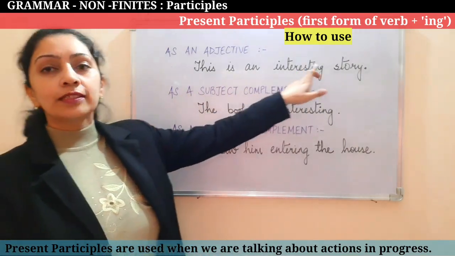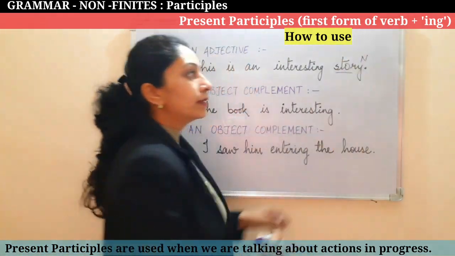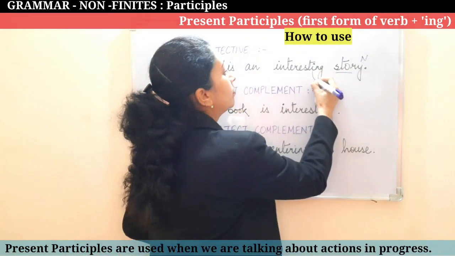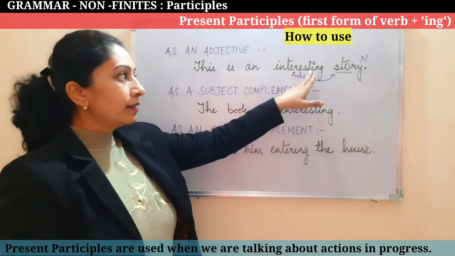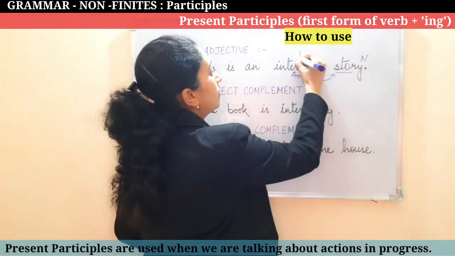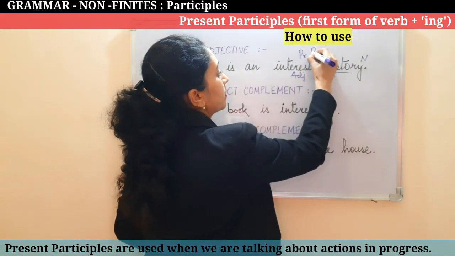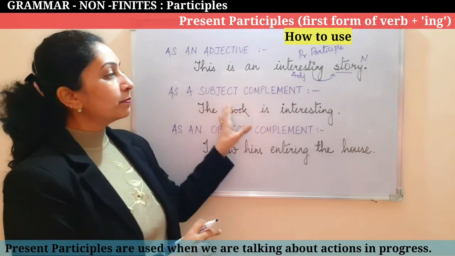This is an interesting story. Now here, story is a noun, but this noun is qualified by the adjective interesting. And since it has the ing form, acting as an adjective, this becomes a present participle. Now next is as a subject complement.